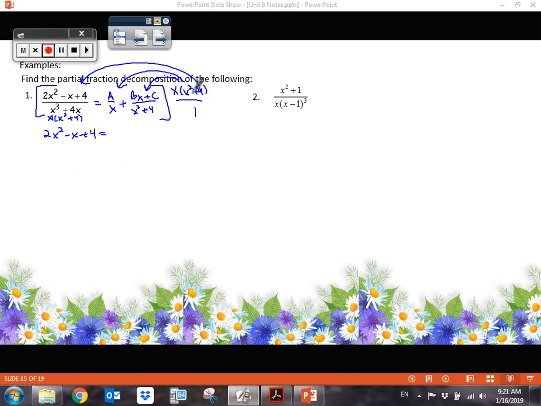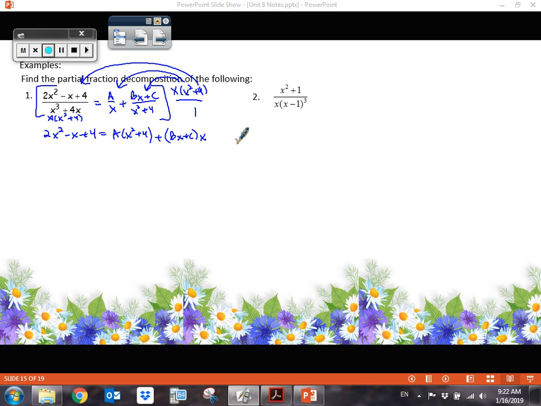When I multiply this common denominator times the first, a over x, notice this has an x and this has an x. So I'm left with a times x squared plus 4. Then I do my last multiplication. I multiply this times this last fraction. This has an x squared plus 4. That has an x squared plus 4. They cancel. I'm left with bx plus c times x. So that was our next step. We cleared the fraction. We multiplied by the common denominator.